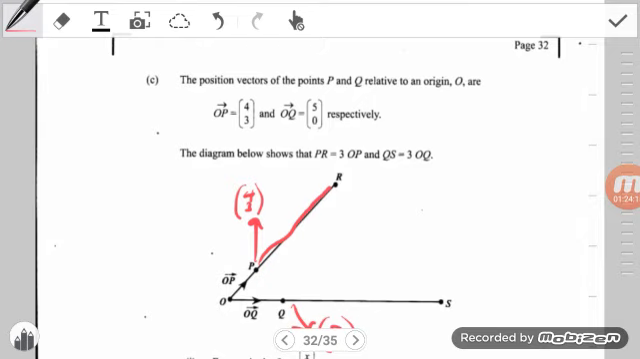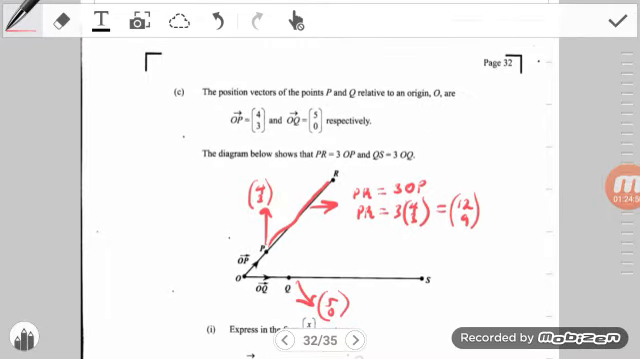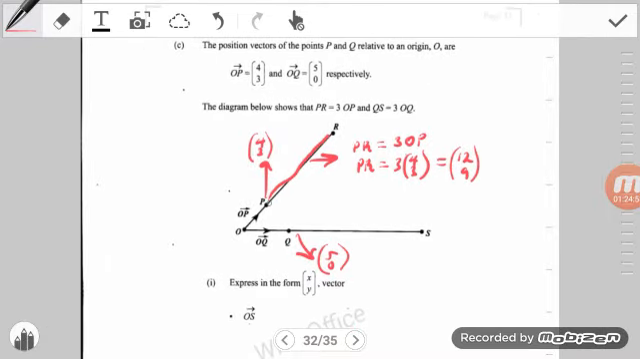But maybe we could do some evaluation right away, because we know that OP is 4, 3. Let's write it here. If PR is equal to 3 OP, then PR is going to be equal to 3 times the coordinates of OP, 3 times 4, 3. So that's going to be 12, 9. I haven't looked at the question yet, guys. I'm just reading and analyzing immediately. So getting from P to R would be going 12, 9. So 12 to the right and 9 up. Alright, let's continue.